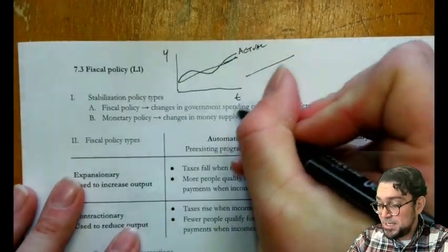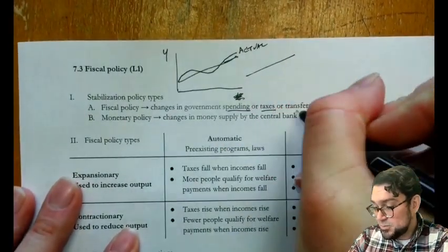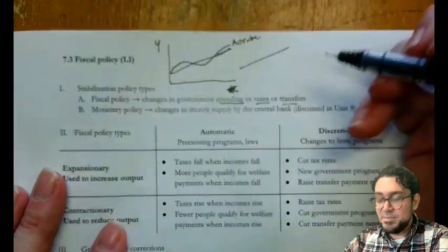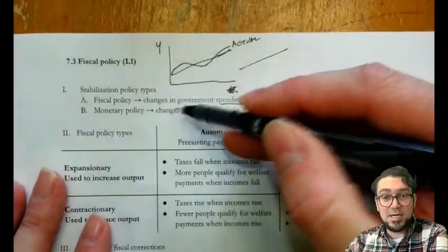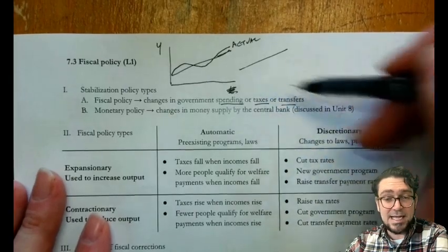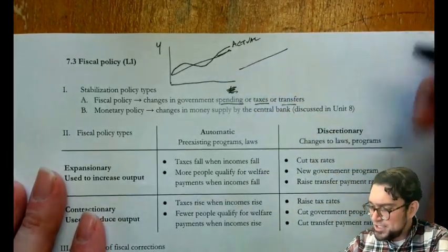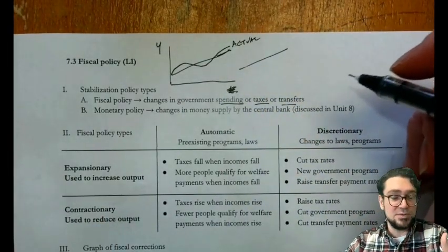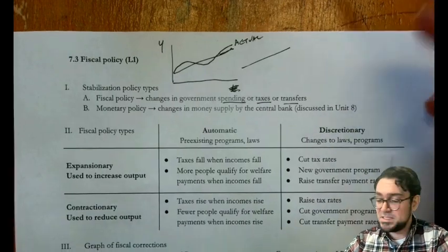That would be changing spending, taxes, or transfers, right? These are the big three. And there are only three. And so we would say if you have fiscal policy, it just means that you're changing government spending, you're changing taxes, you're changing transfers in order to change output, in order to make output go up and fix a recession, or make output go down and fix an expansion.